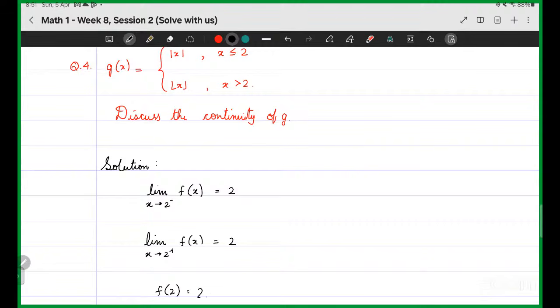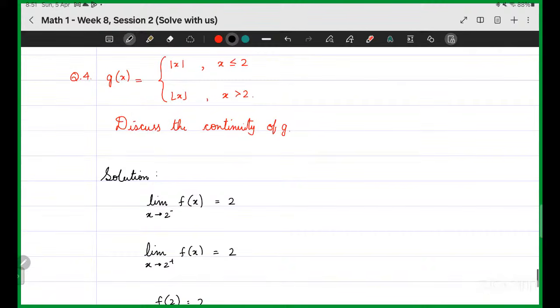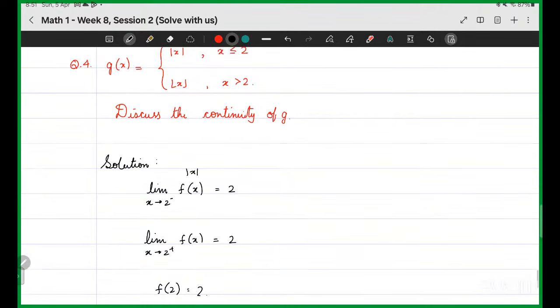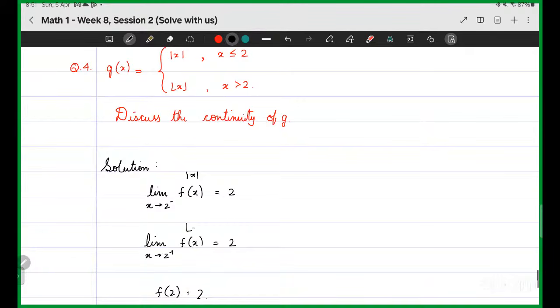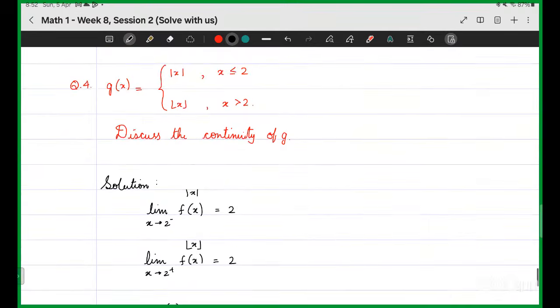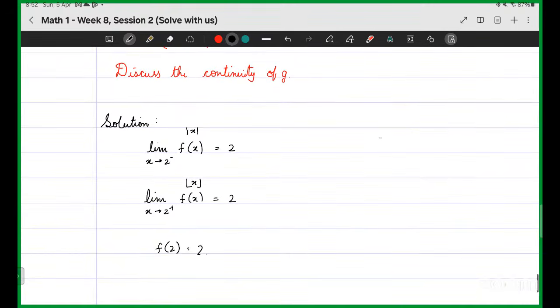Another is just mod x, right? So here it is just mod x, and when I substitute 2, I'll get 2. Here it is floor of x, and for any point above 2, between 2 and 3, near 2 and above 2, it is 2. And the function value at 2 is anyway given. Just substitute this.